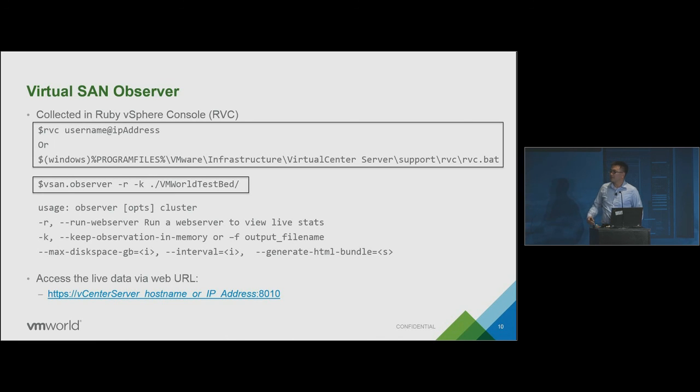Once the vSAN Observer is running, all you need to do is open a modern browser and input the web URL I show on the slides here. It consists of the vCenter Server hostname or IP address plus the port number. By default, the port number is 8010. You can, of course, reconfigure that using the options for the vSAN Observer command. So now we know how to run the vSAN Observer.